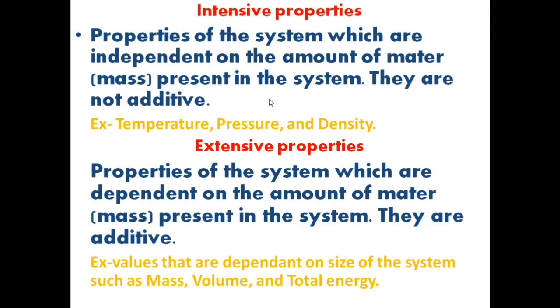Intensive property means the properties of the system which are independent of the amount of matter present in the system. It is independent, meaning by just merely observing the system, we cannot answer about the value of that property, we cannot guess the characteristic of that property. So these are intensive properties. These properties are independent of the amount of matter present in the system.